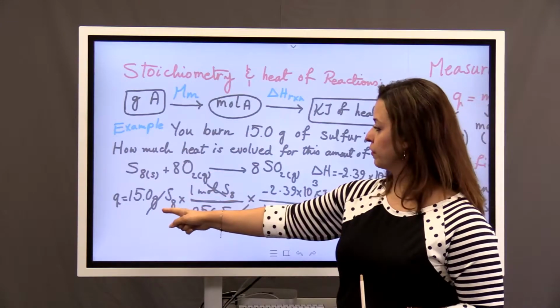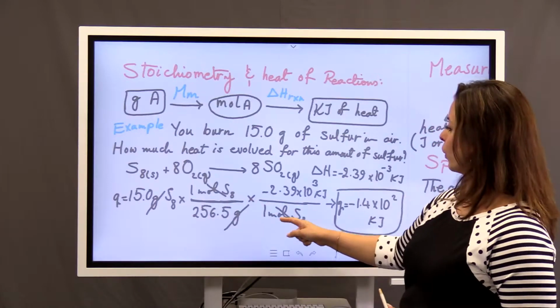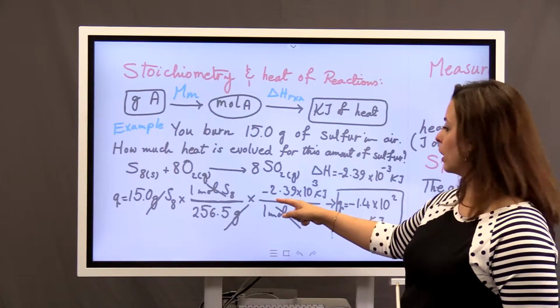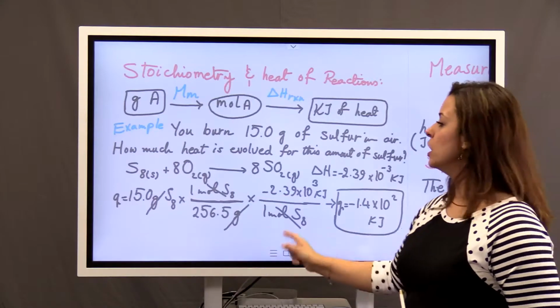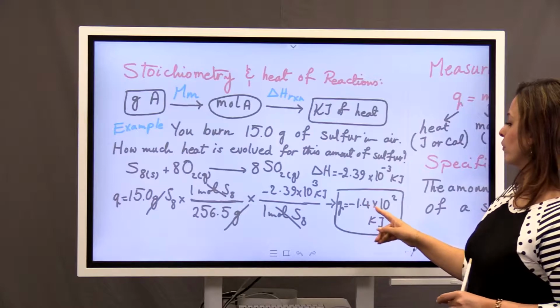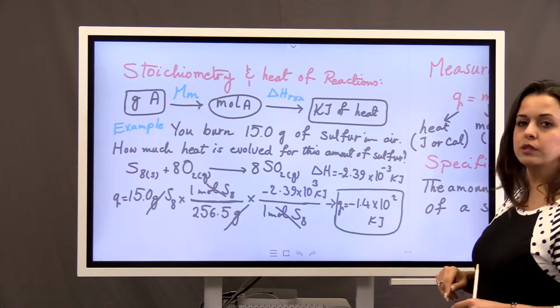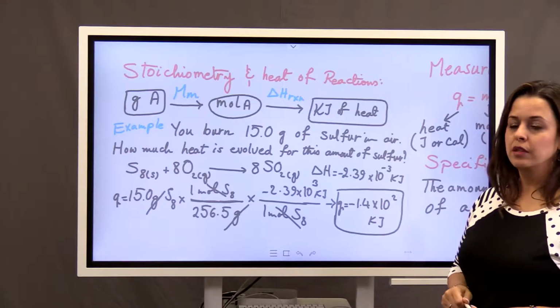15 grams of sulfur, 1 mole is 256.5, and you know that for 1 mole you have 2.39 times 10 to the third kilojoules of heat evolved. When you do this calculation, Q is going to be minus 1.4 times 10 to the second kilojoules, means this amount of heat is released.